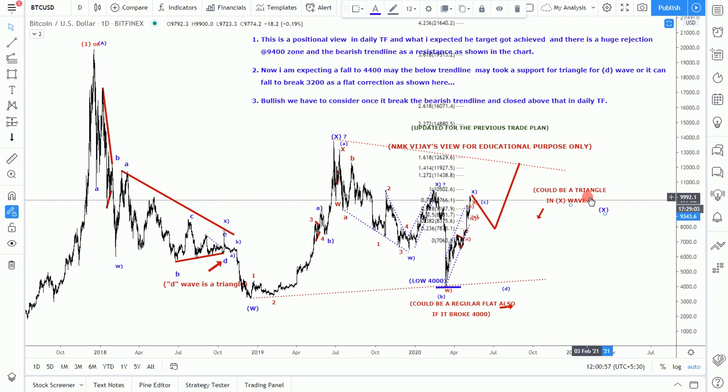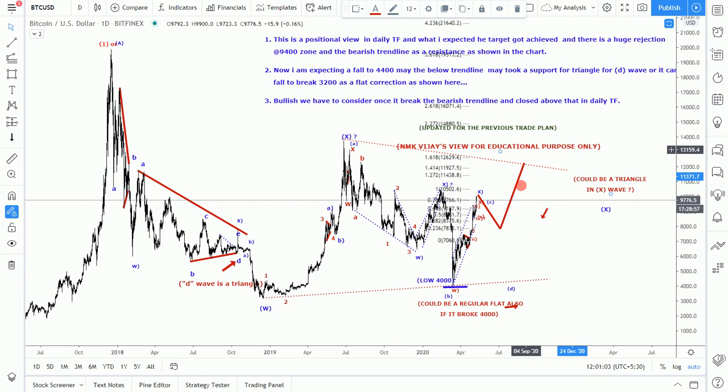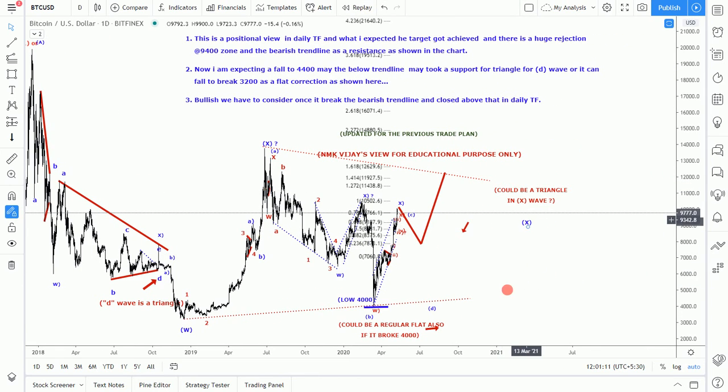Or one more thing is, if it is a W, this X wave could be a bullish triangle also. So what will happen here is, if it is a triangle, this becomes a W here. For example, I am telling A, B, C, D, and E. So I'll show you that.